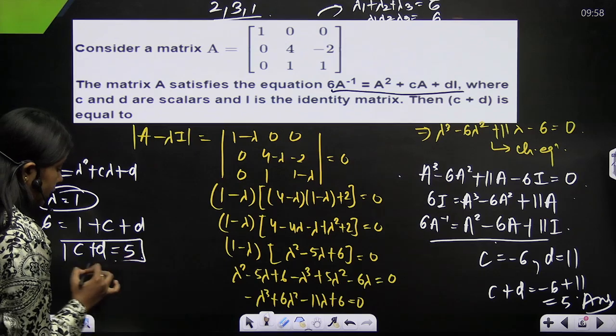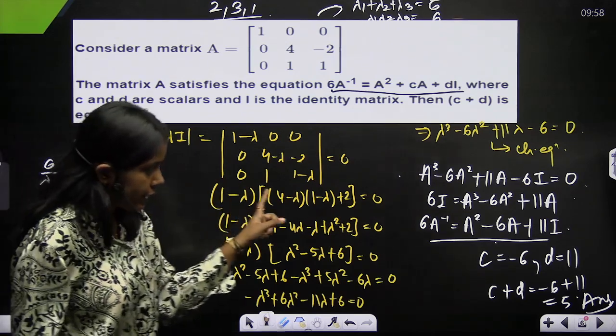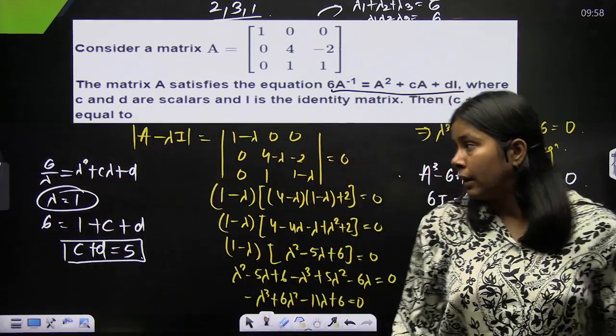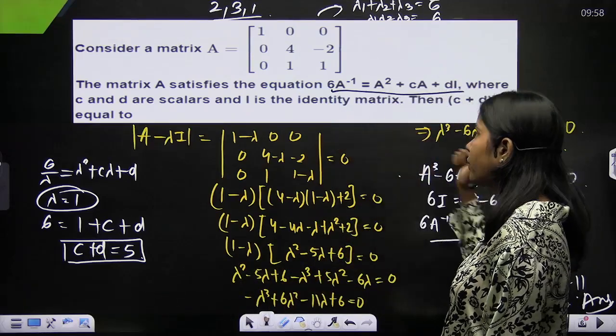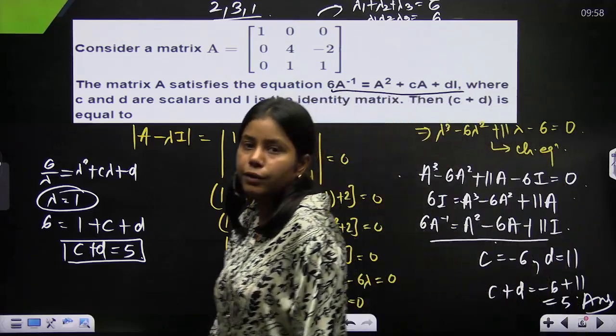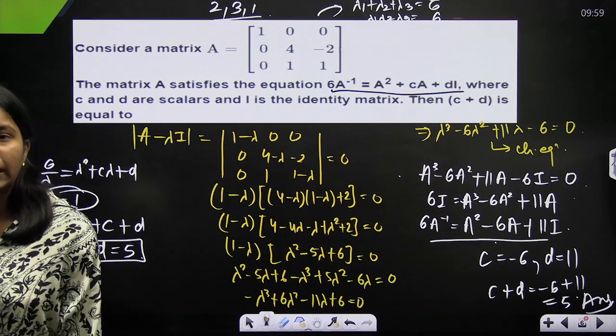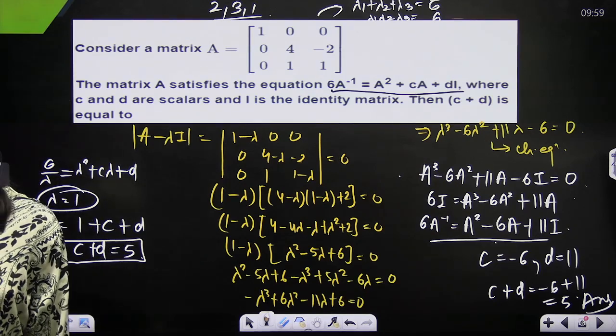So there are 3 methods which we have discussed. One is this longer method, where I compare; then this shorter method; and then another longer method, where you find A inverse, A square, A and D, and find the values. So it is completely up to you which method you want to use.